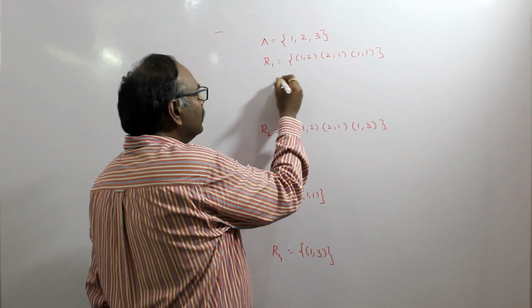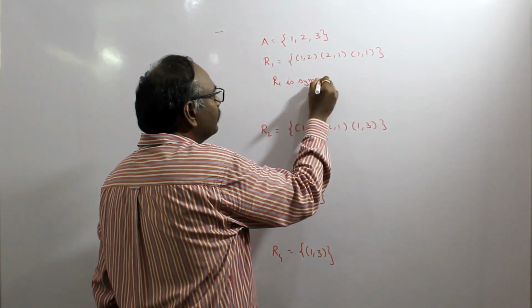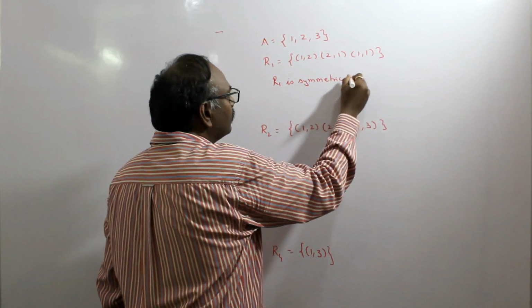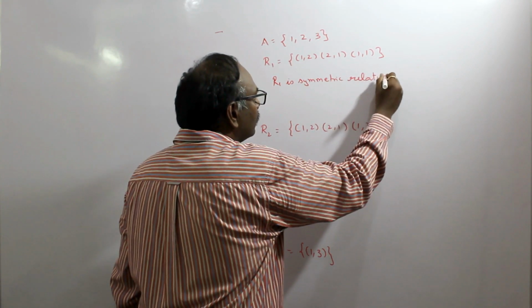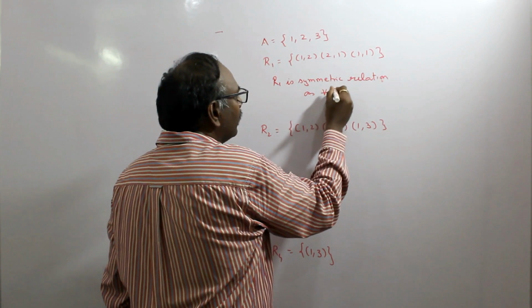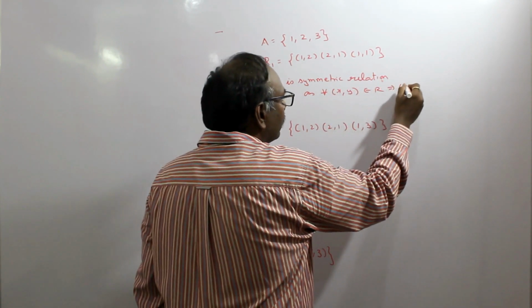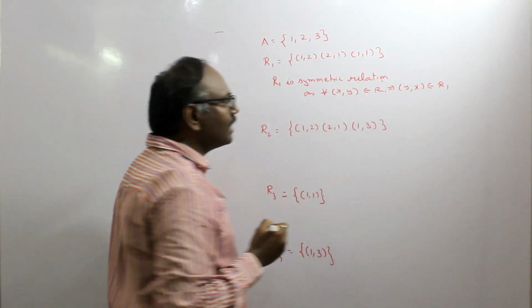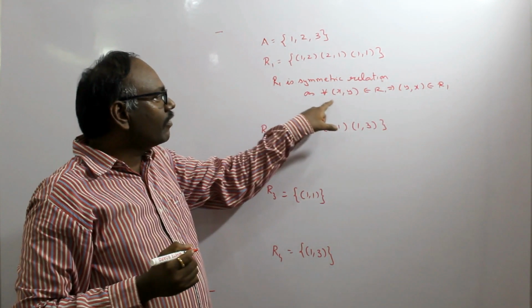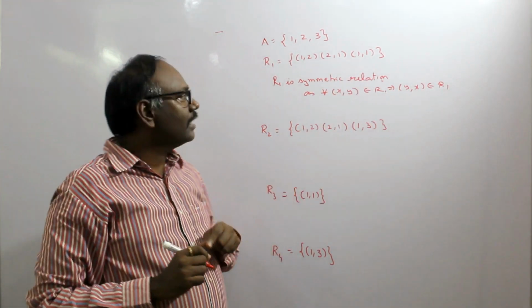So R1 is a symmetric relation, as for all x, y belongs to R implies y, x belongs to the same relation. Here the name of the relation is R1. So for all x comma y belongs to R1, y comma x also belong to the same relation R1.